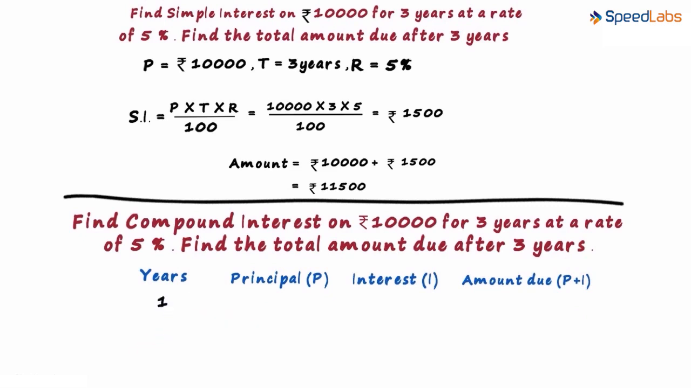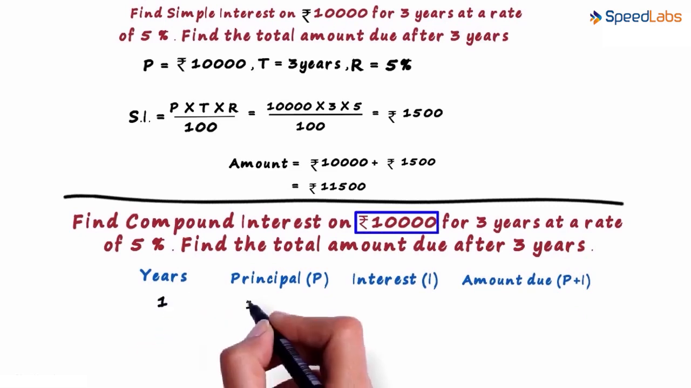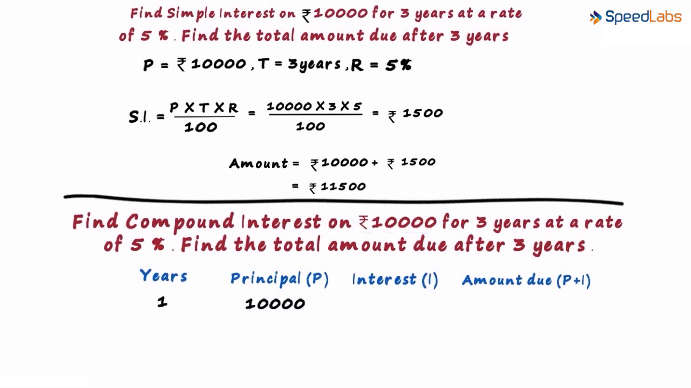The principal at the start of the first year is 10,000 rupees. What will be the interest we get in year 1 then? The interest we will get at the end of first year will be 5% of 10,000 rupees. That is 500 rupees. And what will be the amount due after the first year? It will be the principal plus the interest. If we withdraw the money after the first year, we will get 10,500 rupees.